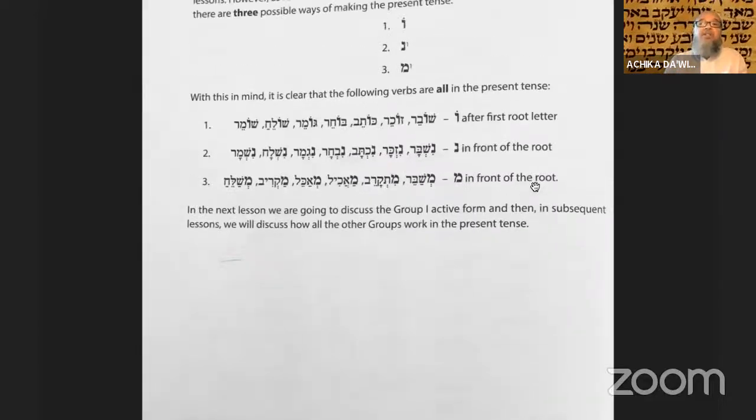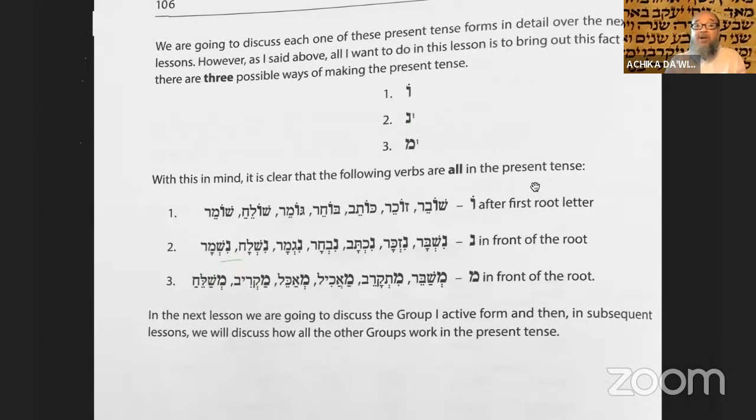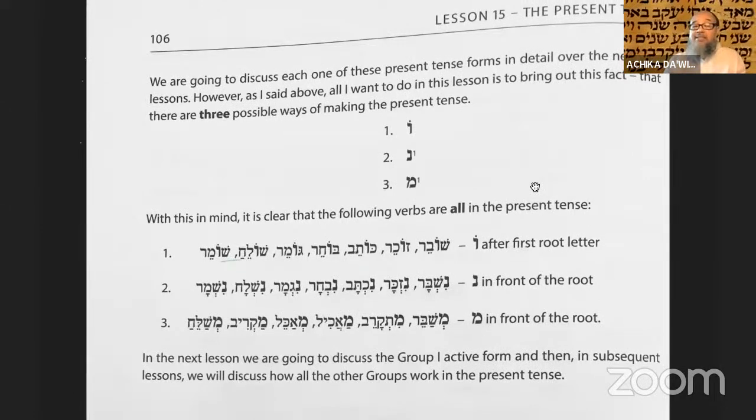Okay. So we're now going to discuss each one of these present tense forms in detail over the next few lessons. However, as they said above, all I wanted to do today is to show you what letters are going to be used. There are 3 possible ways of making something present tense. Okay. The first lesson is pretty heavy. So that's the reason why we're not going into it, because it can overwhelm you. Okay. So that's why we're going to pick it off one at a time.